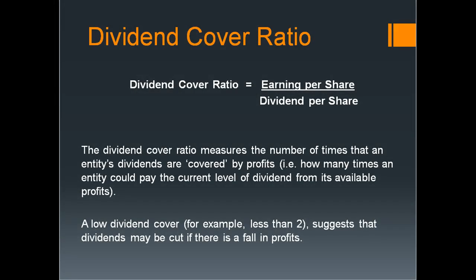Now let's move on towards the next ratio, the dividend cover ratio. The dividend cover ratio measures the number of times that an entity's dividends are covered by profits. That is, how many times an entity could actually pay the current level of dividend from its available profits. Mathematically, dividend cover ratio is equal to earnings per share upon dividend per share.